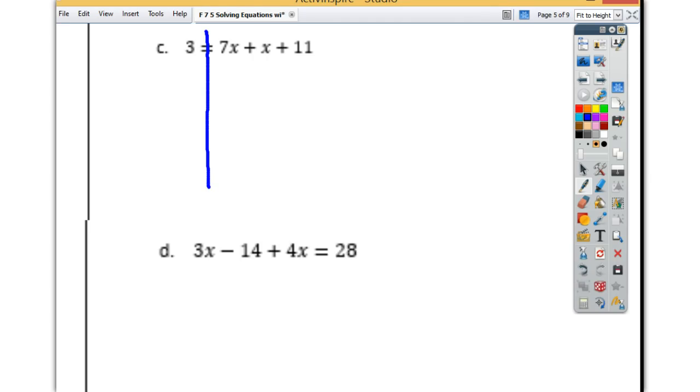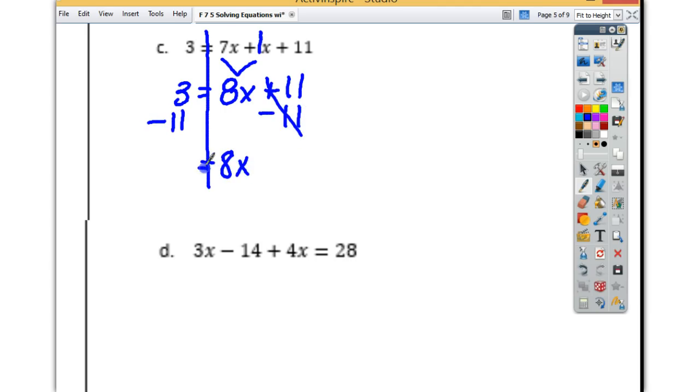Alrighty, so first thing we did was we combined our like terms. We got 8x, brought down my plus 11, and nothing to do on this side, so bring that down. Red rover, send over. Good, minus 11. So I have 8x equals, fight or unite here? Fight. To fight, who wins? By how many?